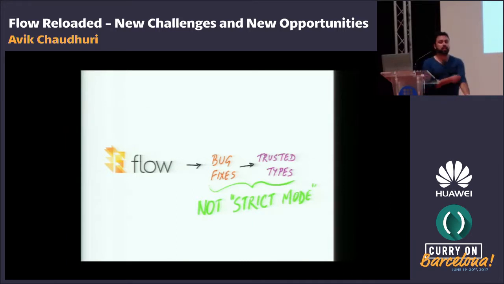Then we add this thing called trusted types, and the main thing here is that we do not want to make a different kind of Flow that is a stricter mode of Flow. No, we don't want to do that. We want to evolve Flow to this mode by default, and then we can take advantage of all the checking that we already do in our code base and not have to retype check everything and have yet another set of rules that people have to abide by.